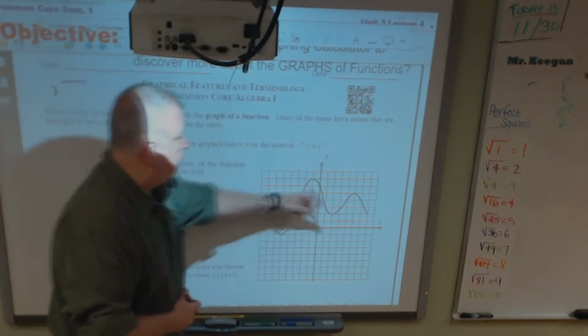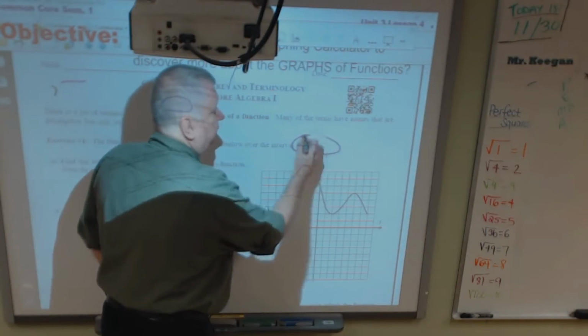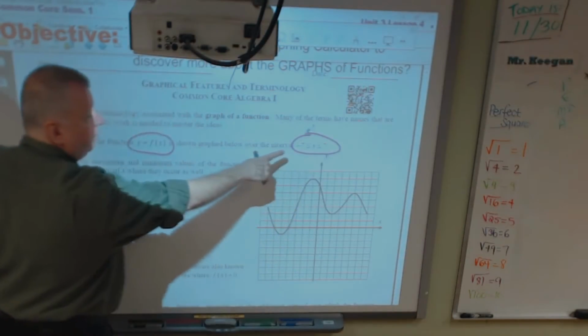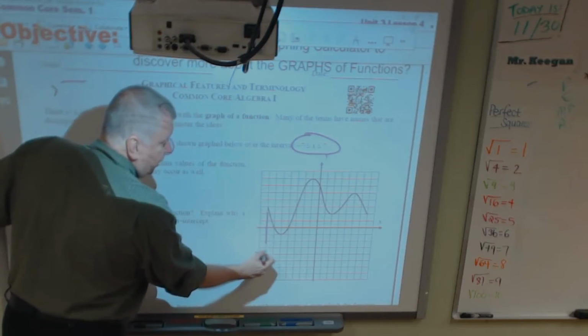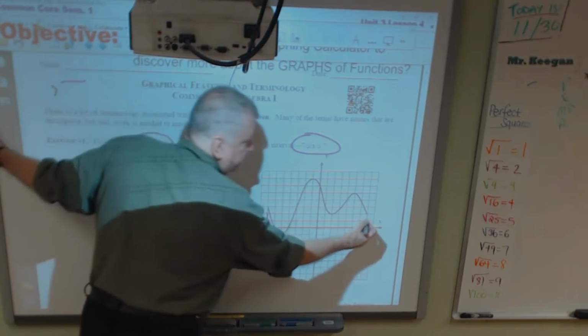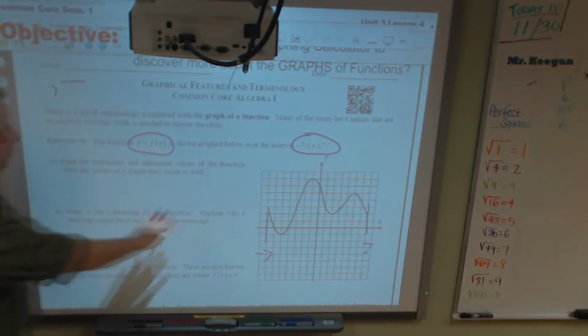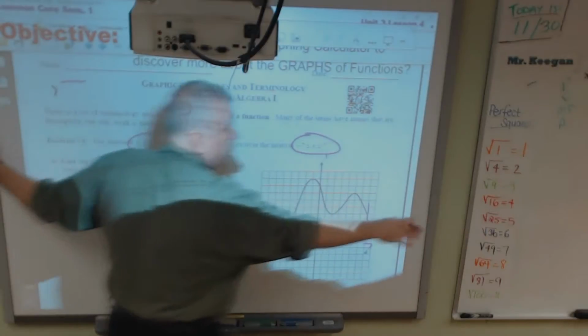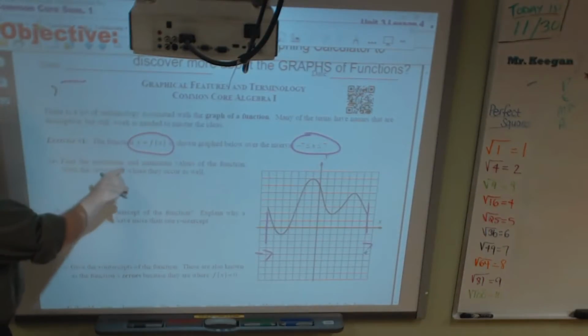They're saying that this function here is graphed over this interval, -7 is less than or equal to x, which is less than or equal to +7. That just means that we're only looking at this piece where the x goes from -7 to +7. Okay? So we don't care what happens over here. We don't care what happens after that. It says find the maximum and minimum values of the function.